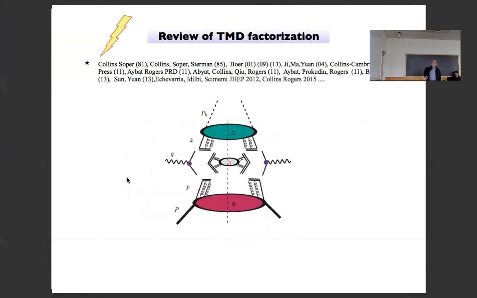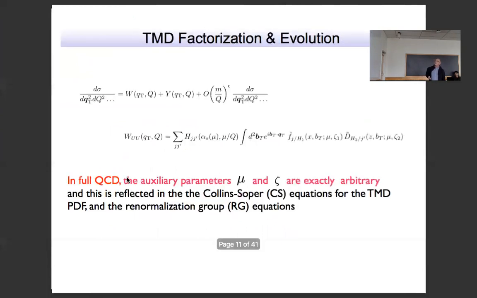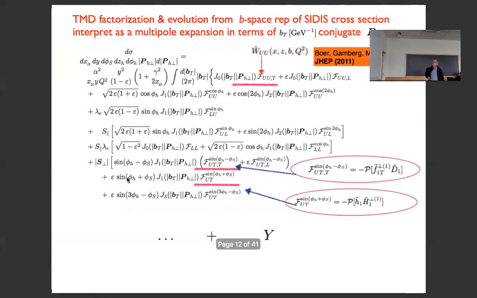These are the main people who contributed to this. We know that the cross-section in TMD factorization breaks down into a W term and a Y term. The W term is expressed in terms of Fourier transform TMDs that depend on two scales, these two auxiliary parameters, which are arbitrary, and they're reflected in the Collinear equation for the TMD PDFs and the renormalization group equation. So, because it depends on two scales.